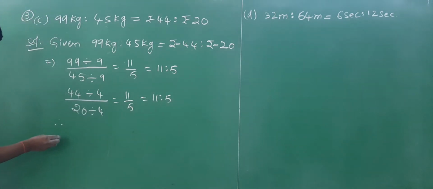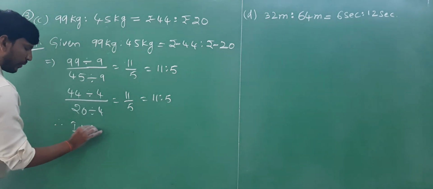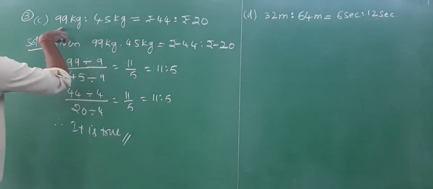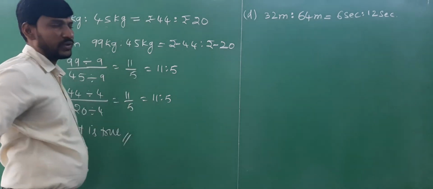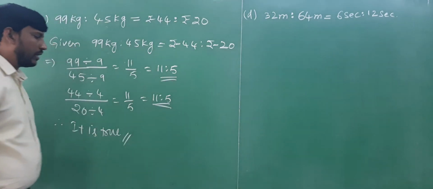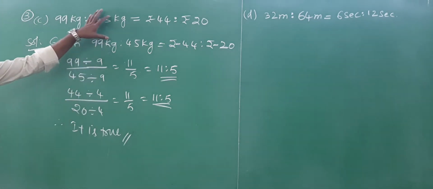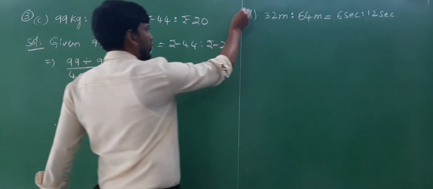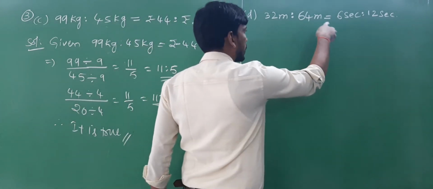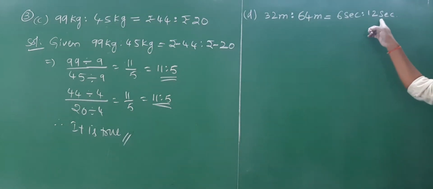Yes, therefore it is true. 99 kg is to 45 kg equal to rupees 44 is to rupees 20. We got the same ratio, 11 is to 5, 11 is to 5. Therefore, this statement is true. Let us discuss one more part. 32 meters is to 64 meters is equal to 6 seconds is to 12 seconds.